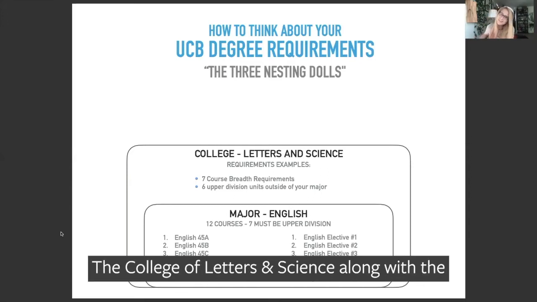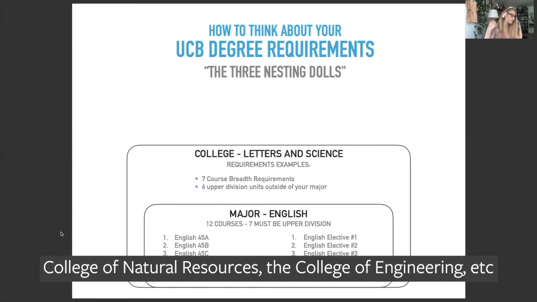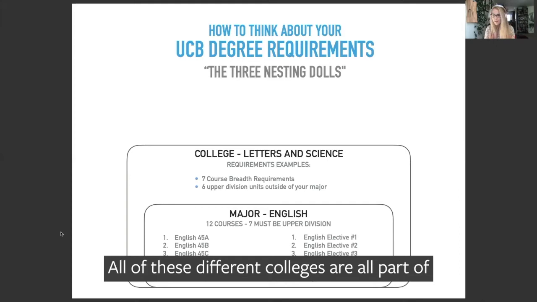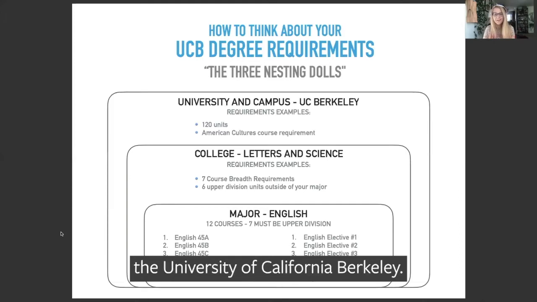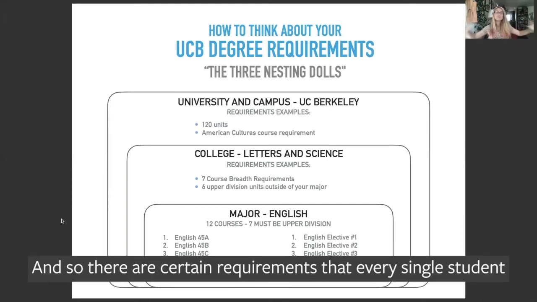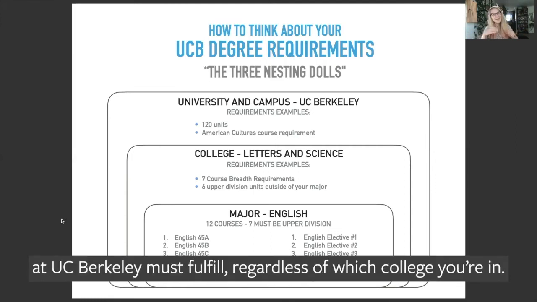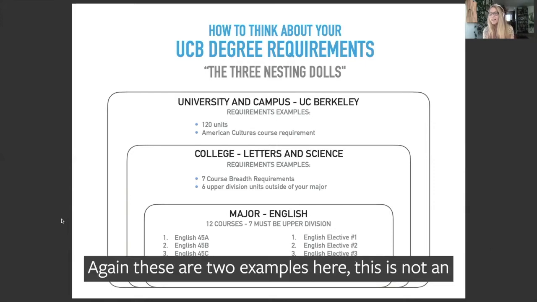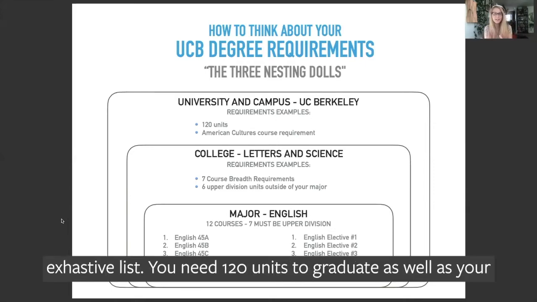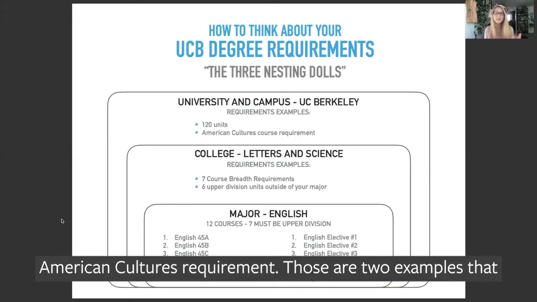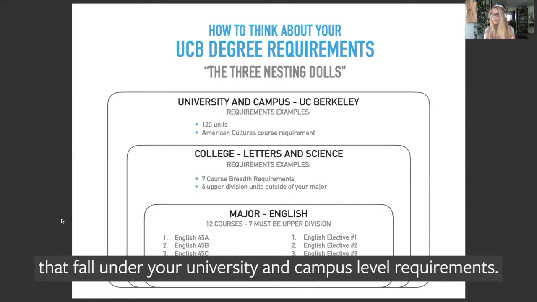Now, the College of Letters and Science, along with the College of Natural Resources, the College of Engineering, et cetera, all of these different colleges are all part of the University of California, Berkeley. And so there are certain requirements that every single student at UC Berkeley must fulfill, regardless of which college you're in. Again, these are 2 examples here. This is not an exhaustive list. You need 120 units to graduate, as well as your American cultures requirement. Those are 2 examples that fall under your university and campus level requirements.